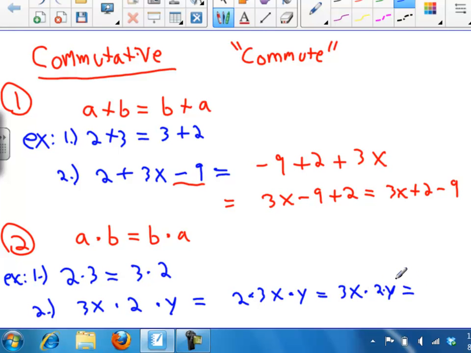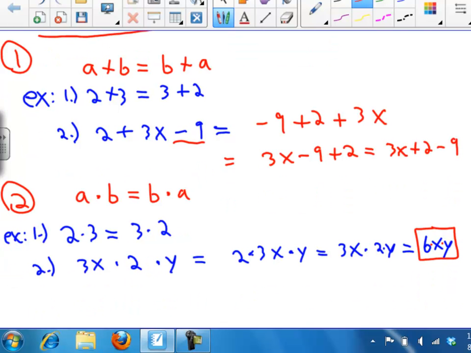And actually, really, it's good to know that this would be 6xy. Very important thing to notice here, anytime it's squished together like this, this is saying multiplication. So anytime you see this, it's saying that. Okay, so look at this really closely and understand that this means multiplication.